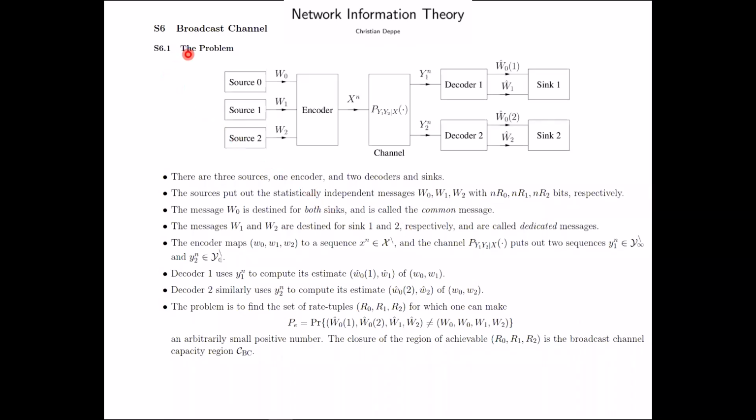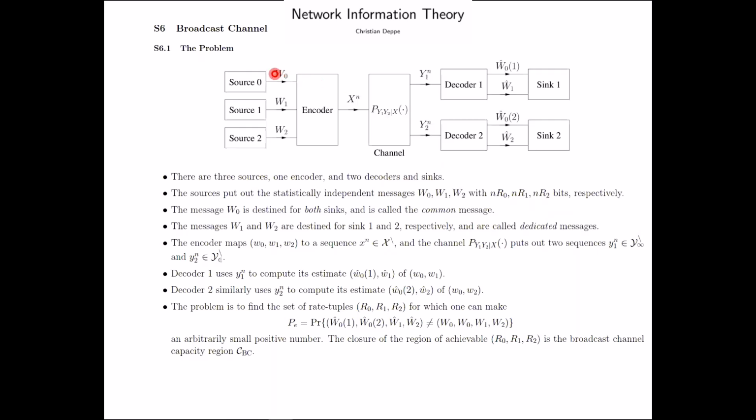In the last lecture, we introduced the broadcast channel. In the broadcast channel, there are three sources, one encoder, and two decoders and sinks. The sources put out statistically independent messages W0, W1, and W2. So there are, of course, nR0, nR1, and nR2 bits. That means we have message index sets from 1 to 2^(nR0), 2^(nR1), and 2^(nR2).